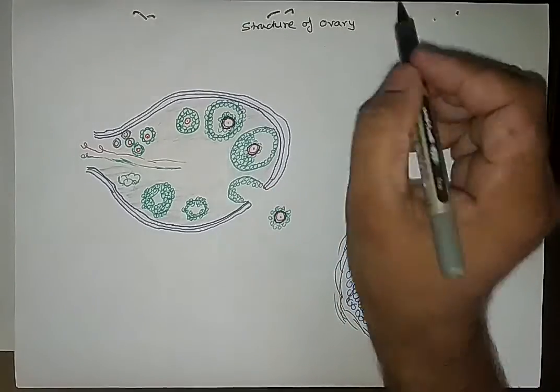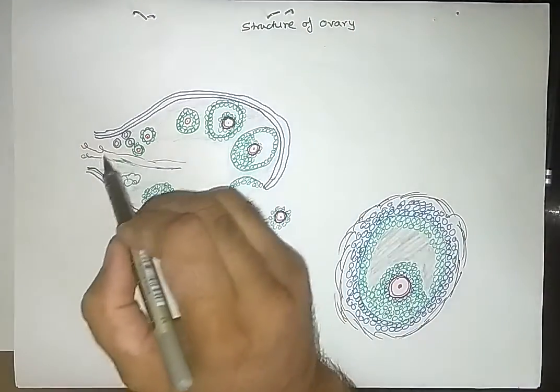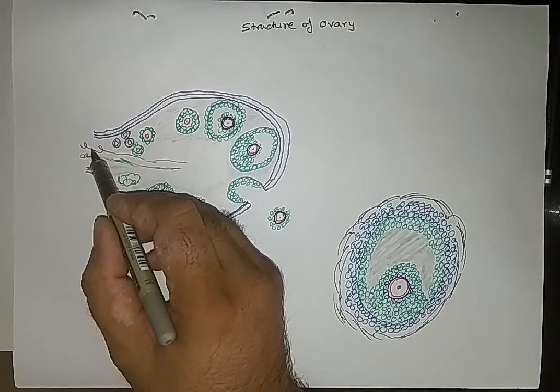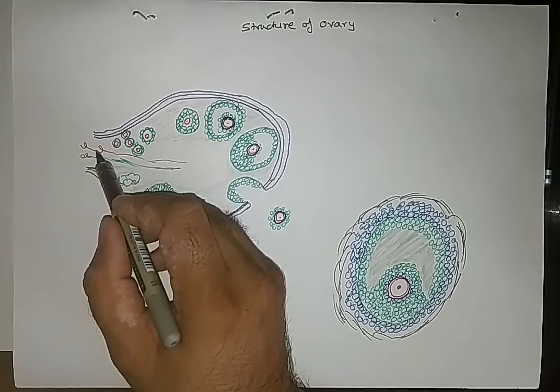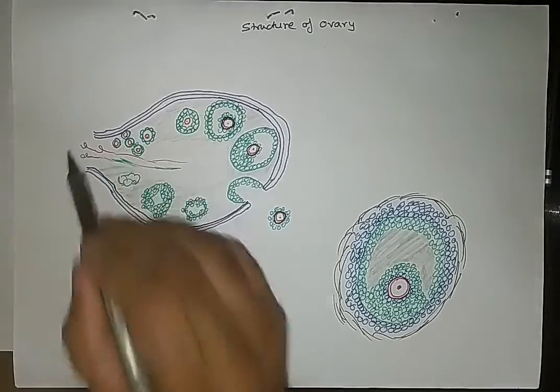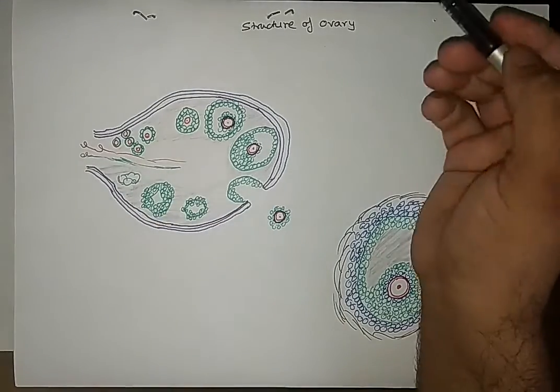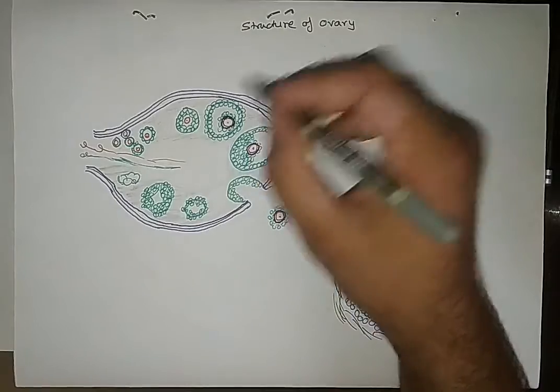So this is a diagram of the human ovary. The lines shown in red and green are the blood vessels, which provide nutrition to the ovary. Now we will start from the outer side.